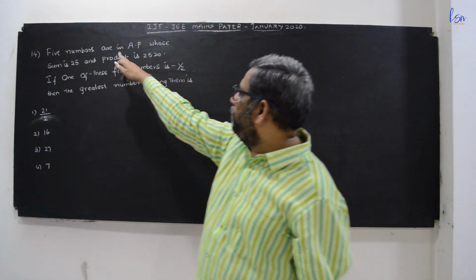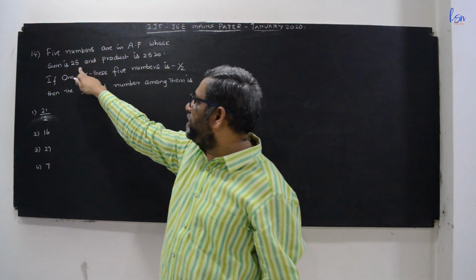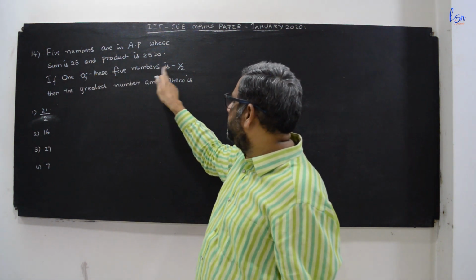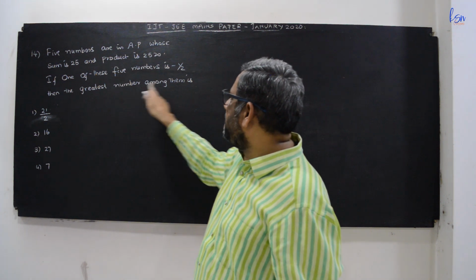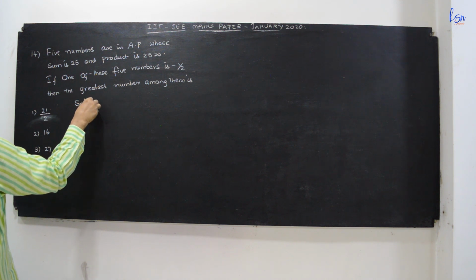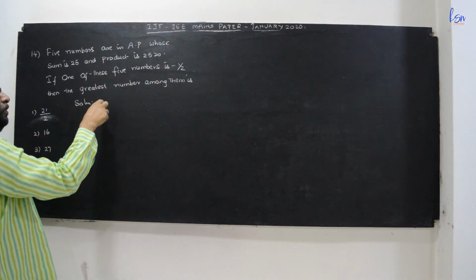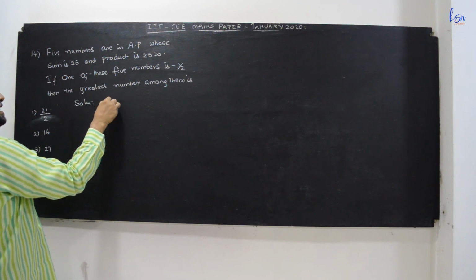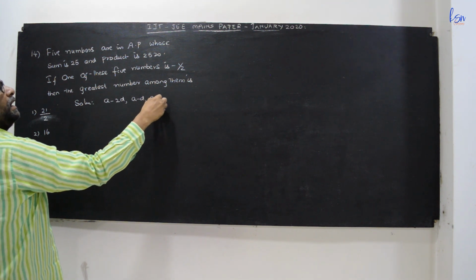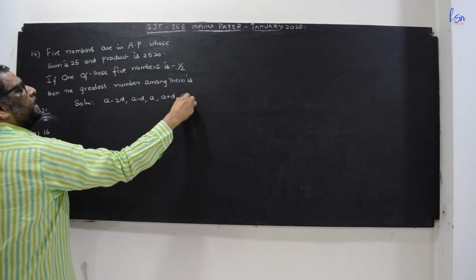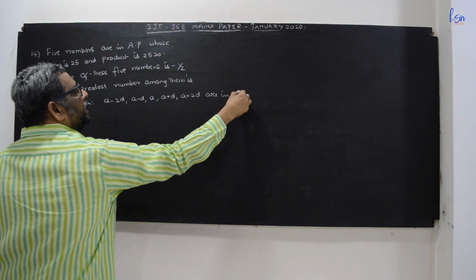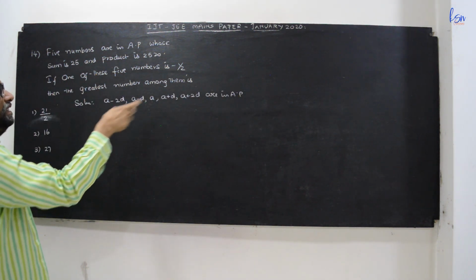This problem is 5 numbers are in AP whose sum is 25 and the product is 2520. If one of these 5 numbers is minus 1 by 2, then the greatest number among them is. Let us consider the solution. 5 numbers are in AP. So let us consider a minus 2d, comma a minus d, comma a, comma a plus d, comma a plus 2d are in AP. Here the common difference is same, d, so these are in AP.